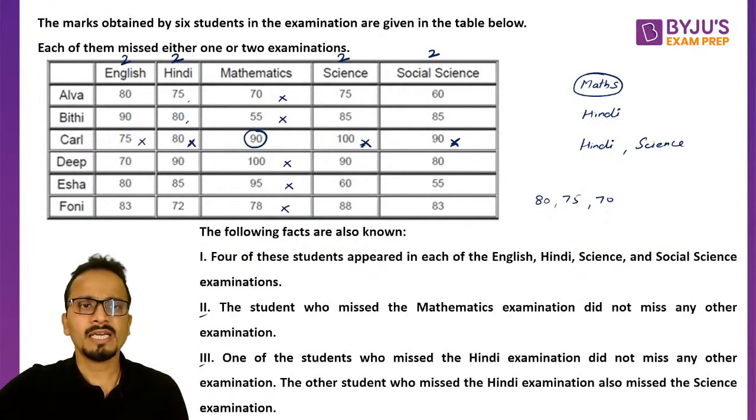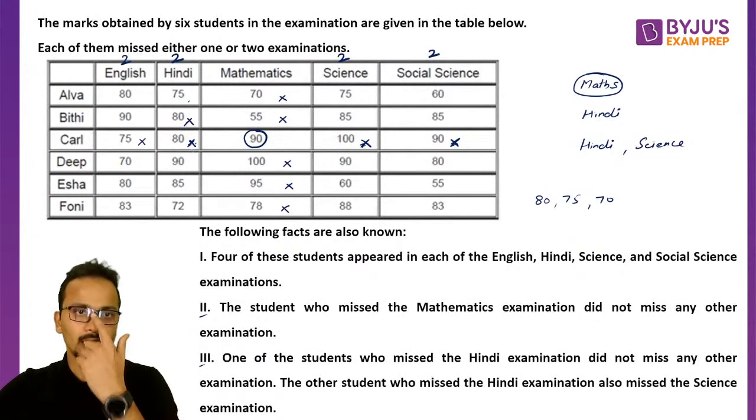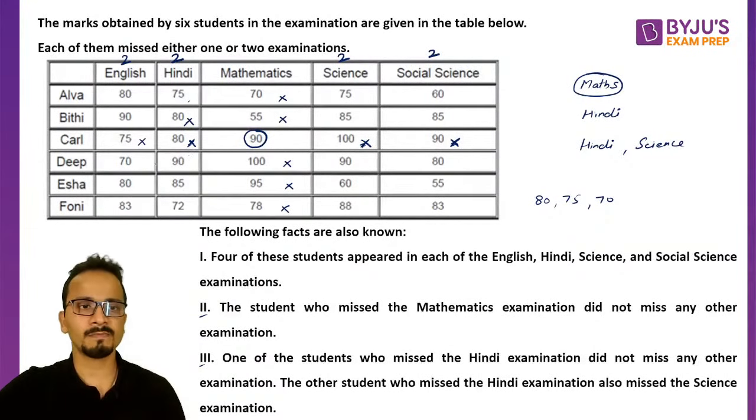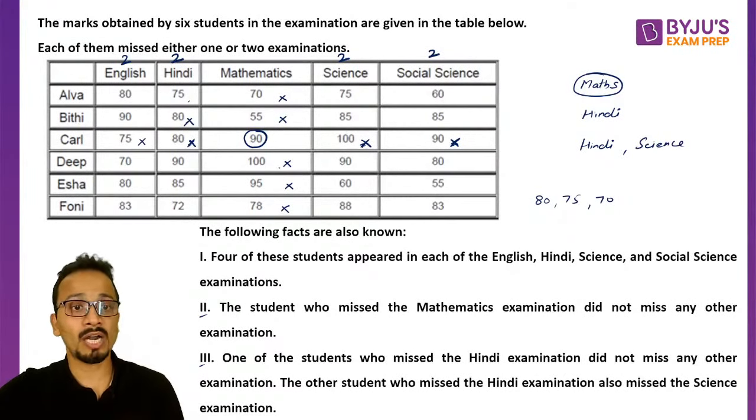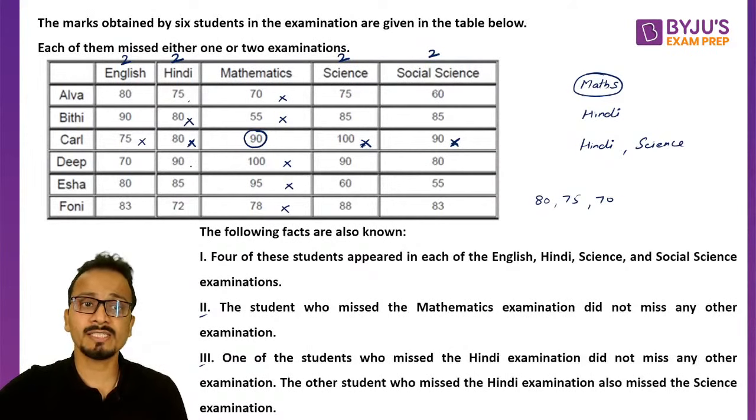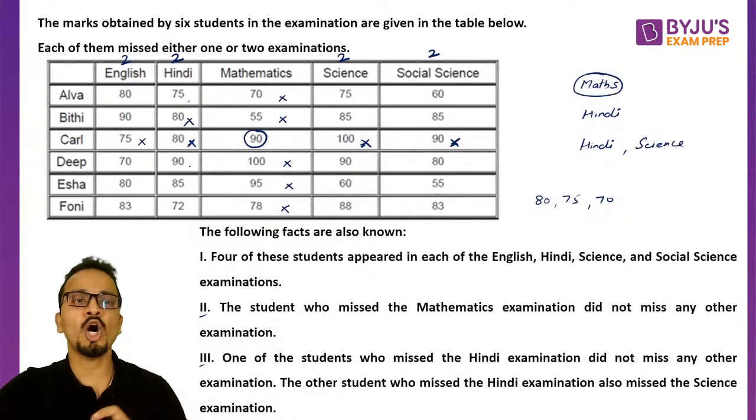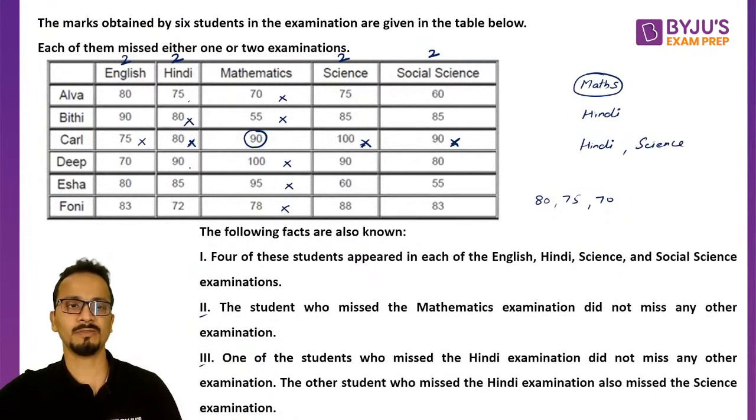Bithi. If I remove 80, the top three scores are 90, 85 and 85. The average cannot be 80. So Bithi cannot miss Hindi examination. Kal already has a cross. Deep. Now Deep, if Deep misses Hindi, the top three scores are 100, 90 and 80. The average of 100, 90 and 80 is yes, 90. So Deep may also miss Hindi examination.